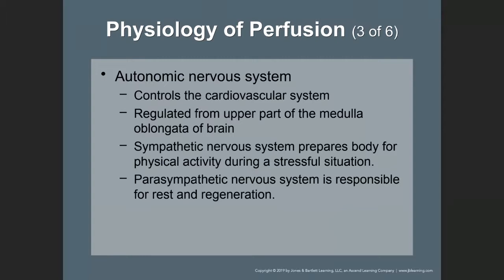Now, Physiology of Perfusion. The autonomic nervous system controls the cardiovascular system. It is regulated from the upper part of the medulla oblongata of the brain. The sympathetic nervous system prepares the body for physical activity during a stressful situation. The parasympathetic nervous system is responsible for rest and regeneration.